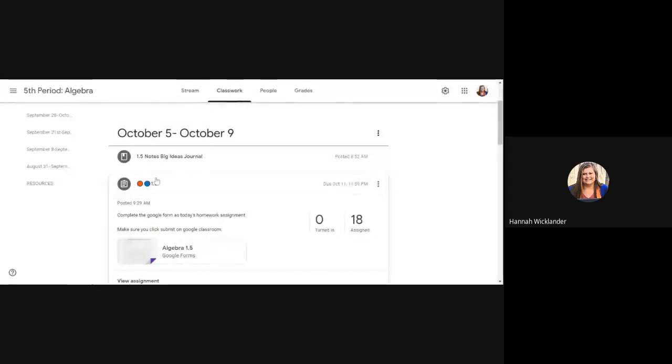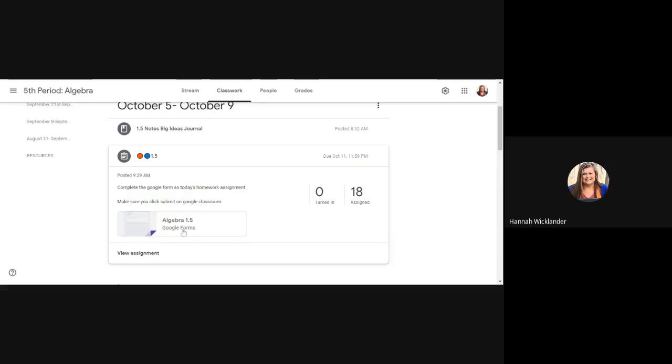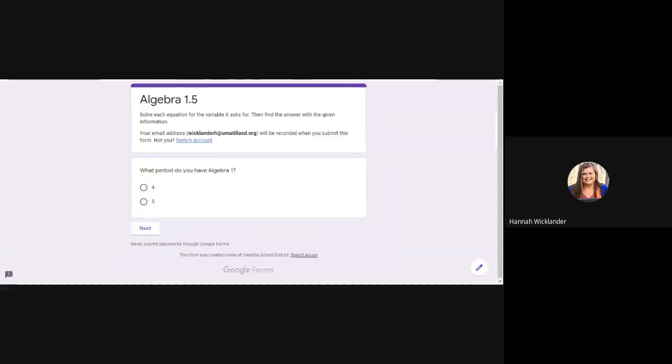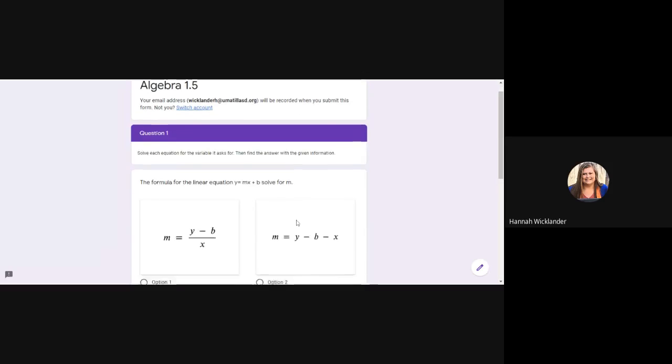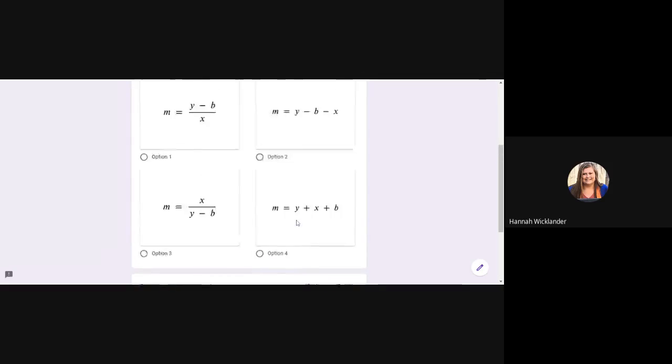Okay, so if you go into the classroom, we are doing assignment 1.5. You'll notice that it is on a Google form. So you're going to click on the Google form, and it'll pop up like this. What period do you have algebra? 5th period. Okay, so then every question is going to be its own screen.